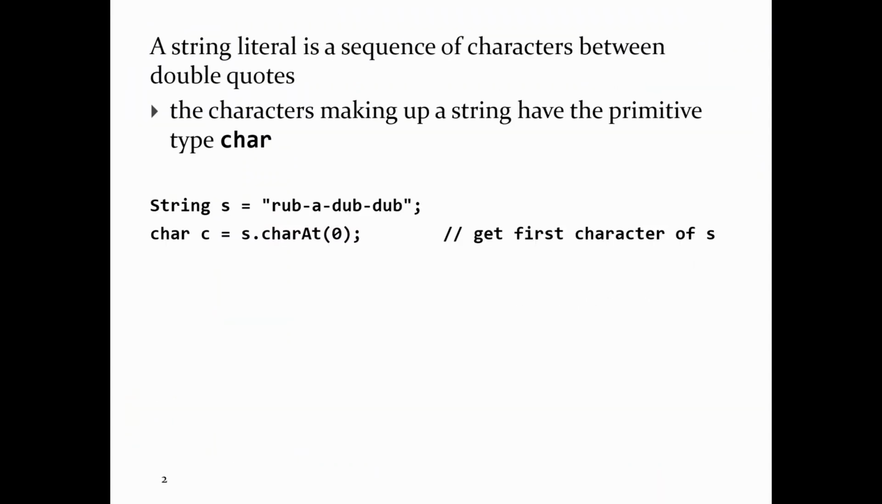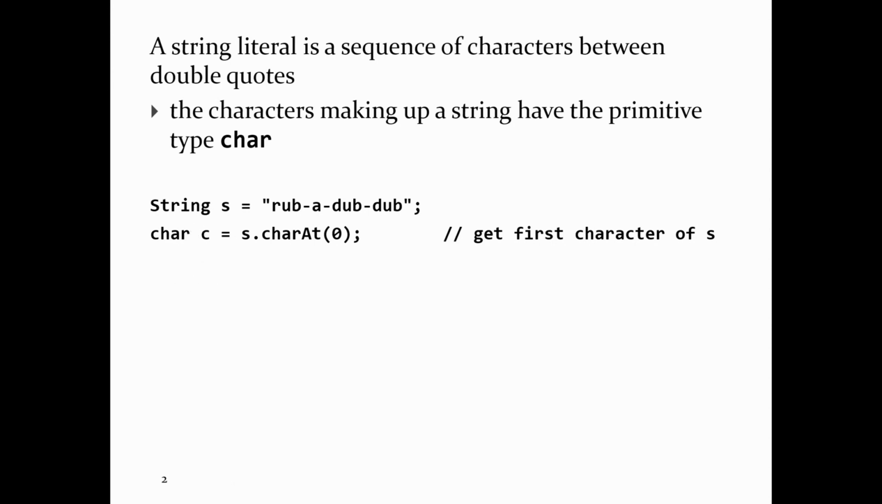In Java, a string literal is just a sequence of characters between double quotes. So "rub-a-dub-dub" is a string literal. Each individual character in that literal, the R, the U, the B, is called a char in Java. In Python, the individual characters are actually strings. Here in Java, they're actually chars.